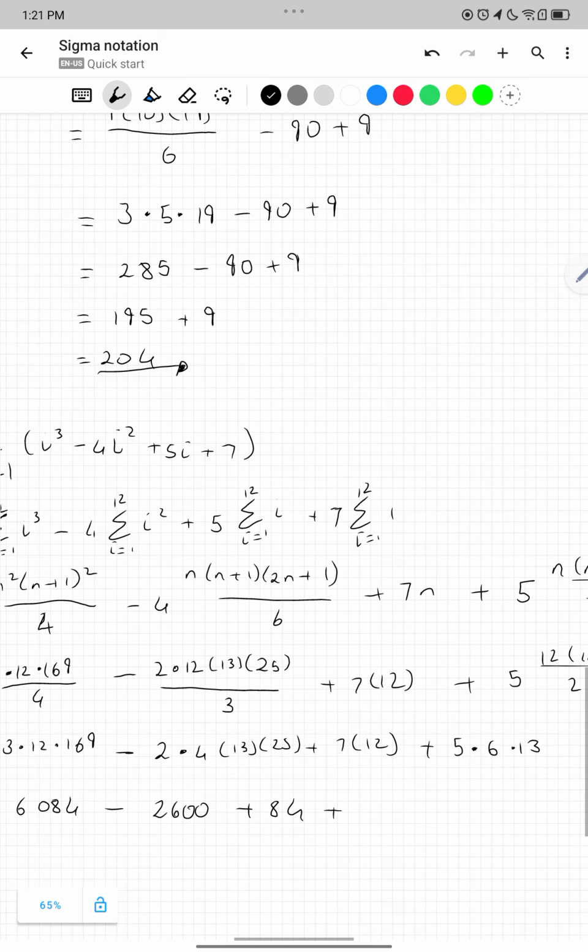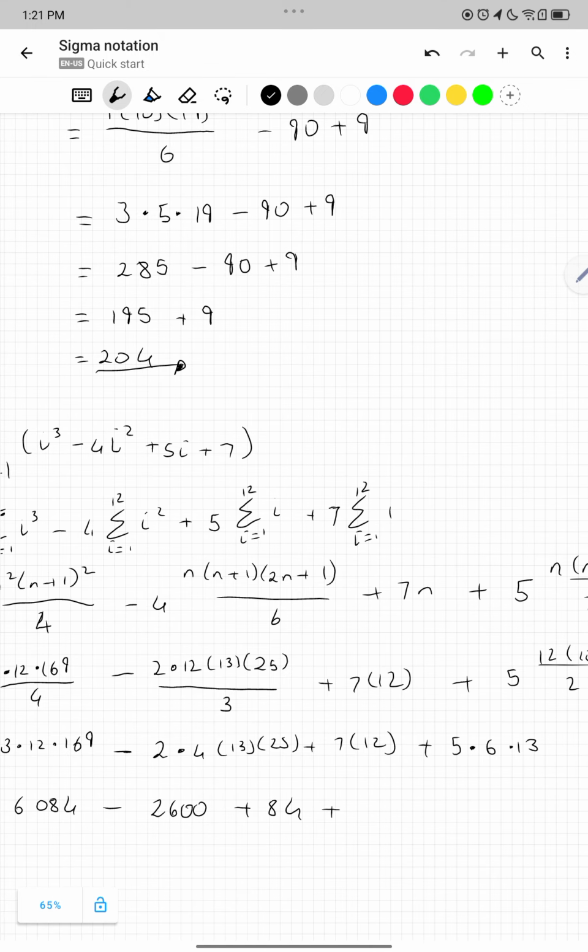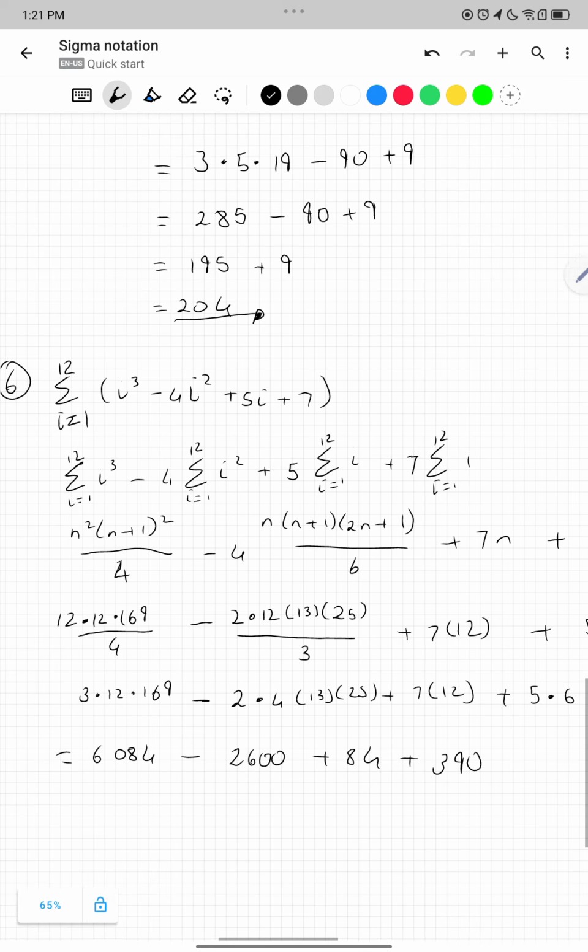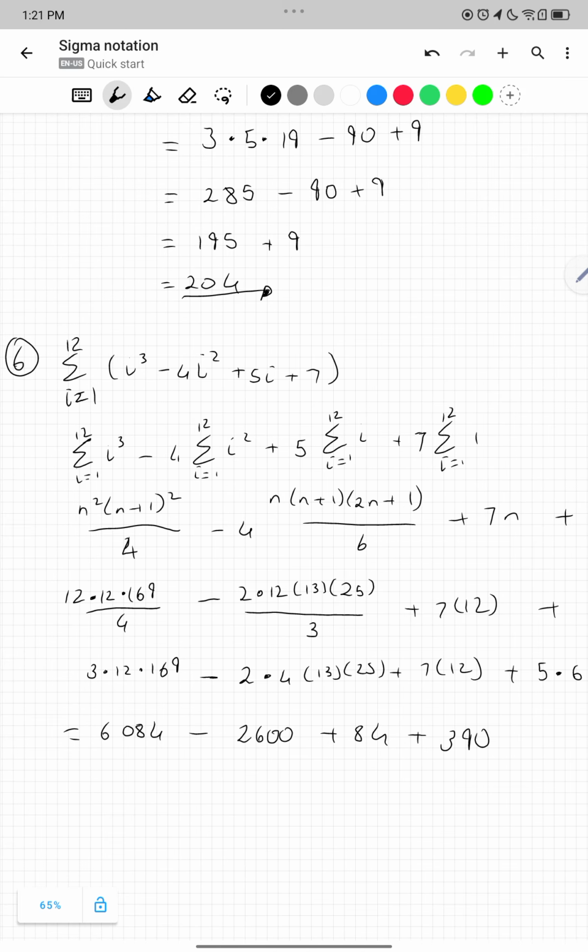84 plus 5 times 6 times 13, that's 390. So we have 6084 minus 2600 plus 84 plus 390. So it's supposed to be 3958.